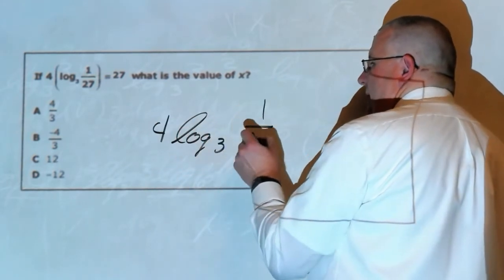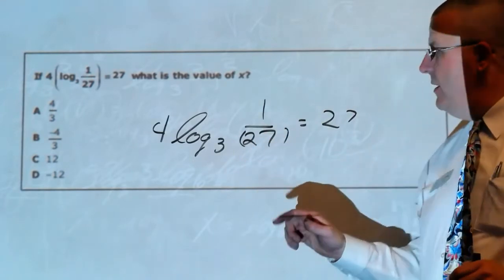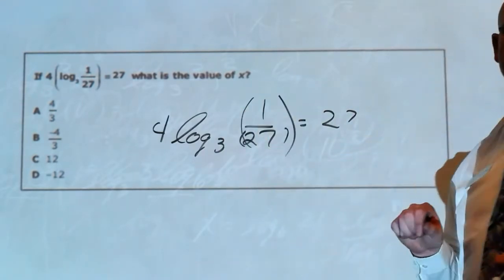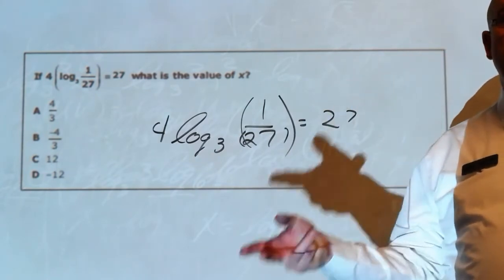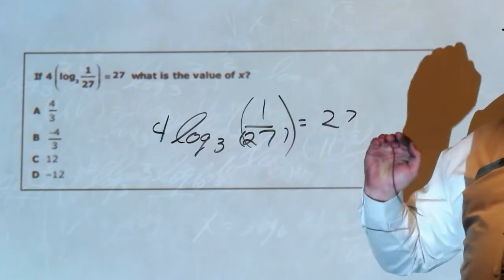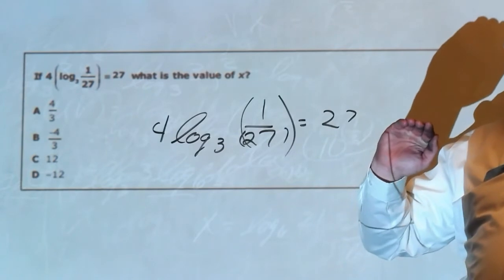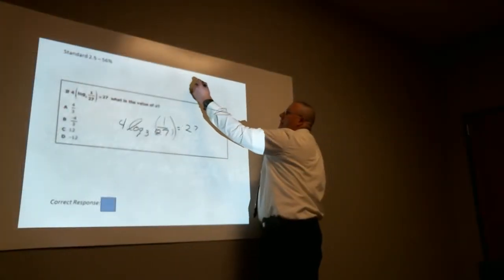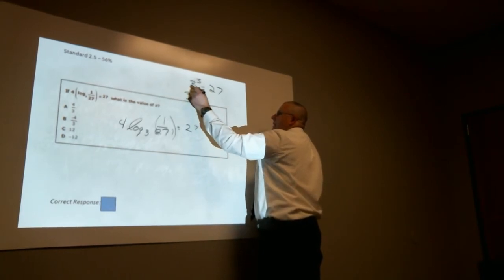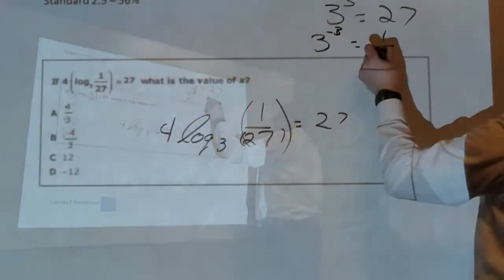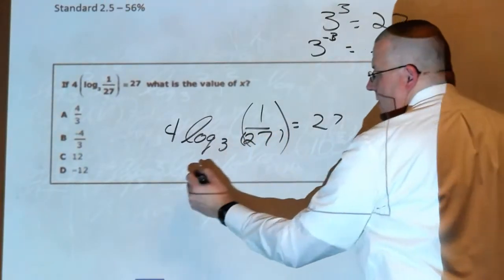Log base 3 of 1 over 27. Can I rewrite this fraction right here as an exponent of 3? What is 1/27th with 3 as a base? How can I get there? Well, 3 times 3 times 3 is 27, right? So 1/27 would be 3 to the negative third. You with me? Remember, 3 to the 3 is 27. Then 3 to the negative third would be 1/3 cubed, which would be 1/27, right? Now here's the question.